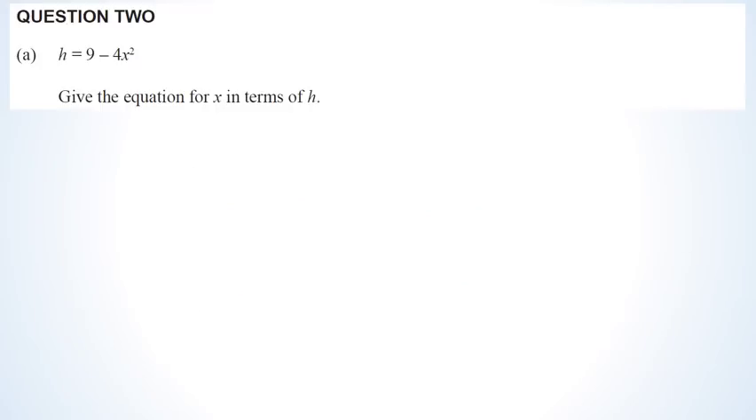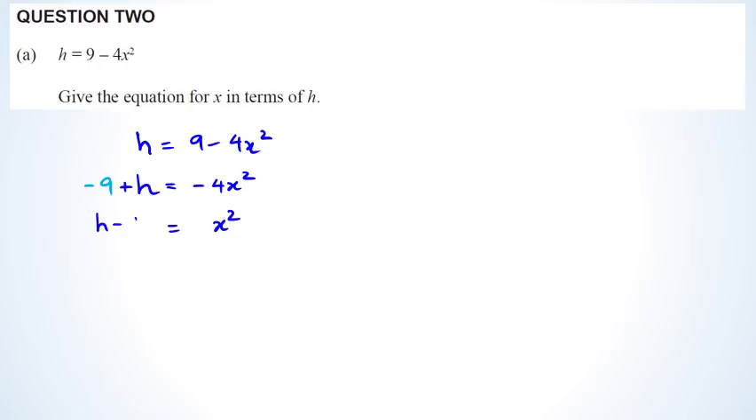Right, so question 2, we have give the equation for x in terms of h. So it's a rearranging question. We've got h is equal to 9 minus 4x squared. So we've got to start rearranging it. The first thing I need to get rid of is the 9. When the 9 shifts over to the other side, we have negative 9 plus h equals negative 4x squared. Okay, the next part is we want to get rid of the negative 4.